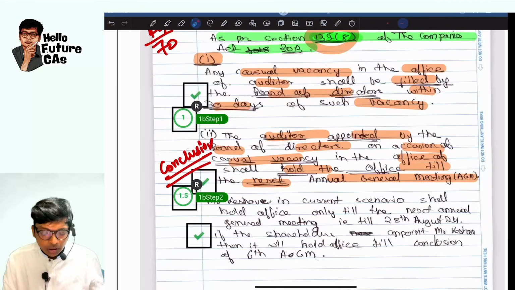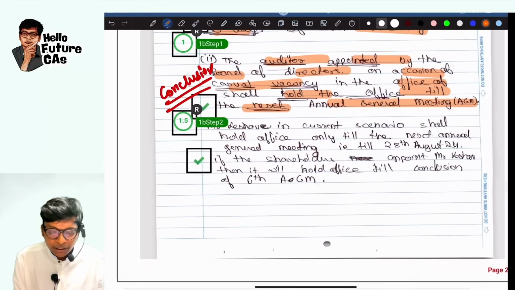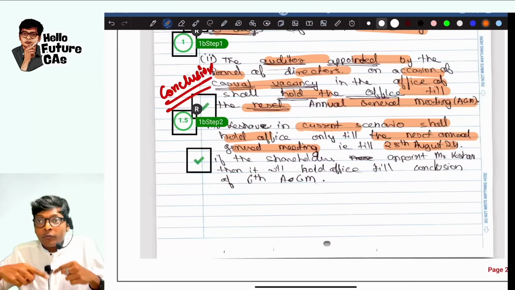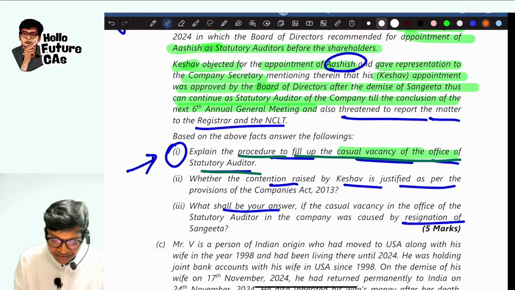Reasoning. Next, look at this. Coming to analysis: Keshav in the current scenario shall hold office only till the next AGM, that is 28th August. Connecting the provision with the question. In the question, when is the next AGM?